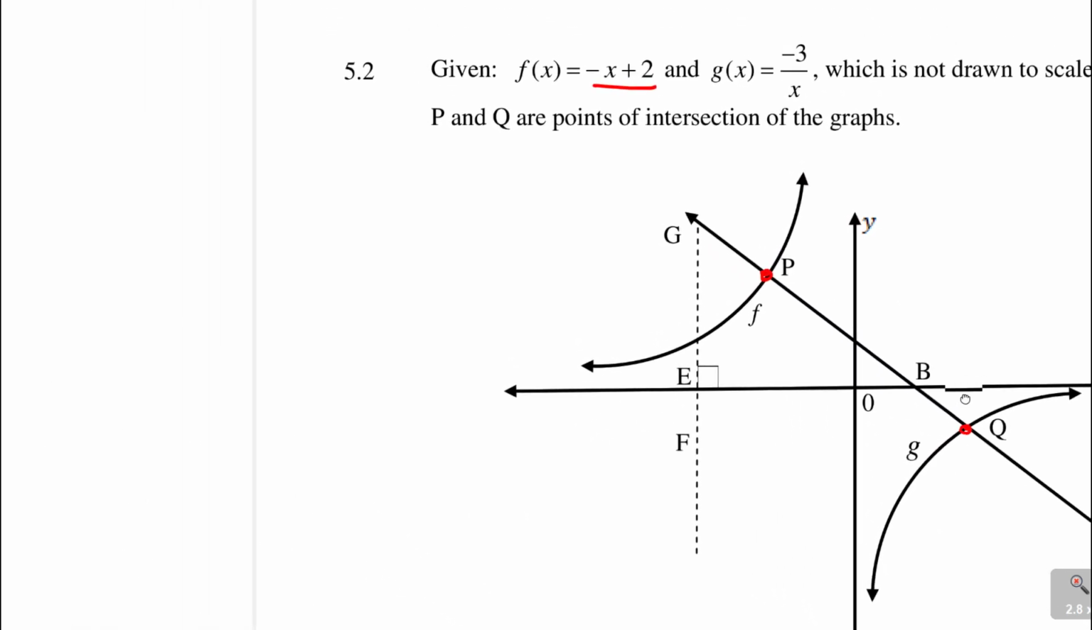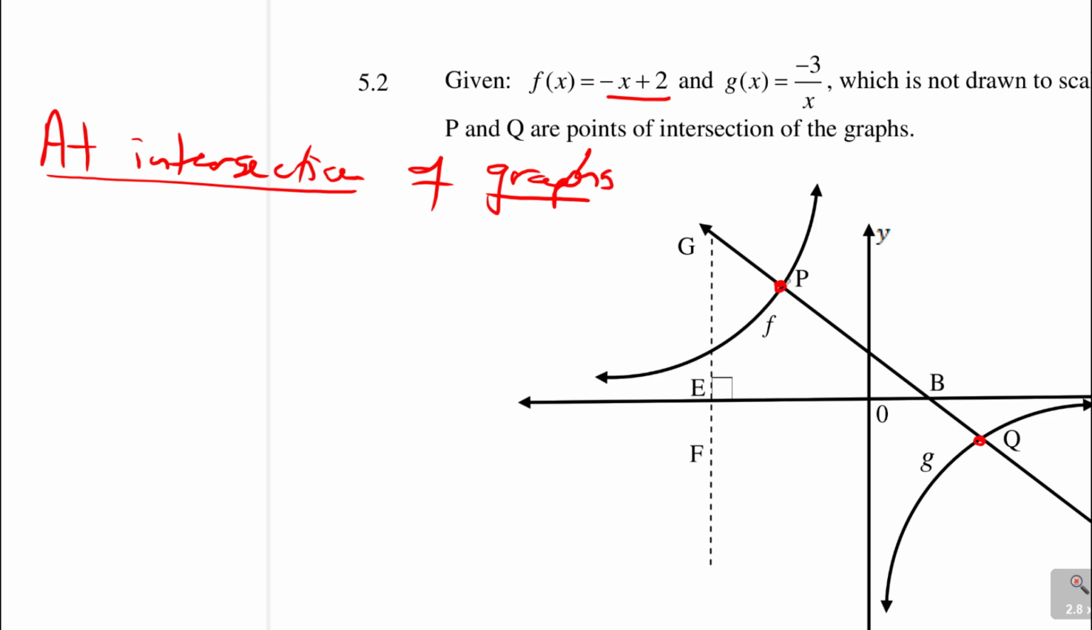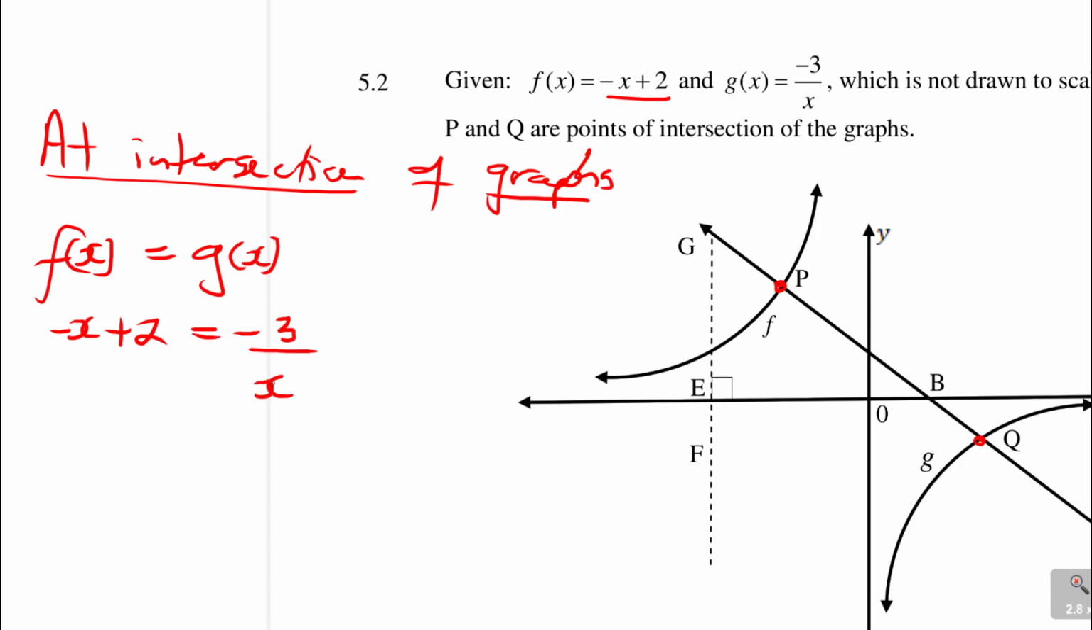Now anything about intersection, this is what you must understand. At intersection of graphs, the moment they mention intersection, or the moment you observe that the graphs are crossing each other, what you need to know is that at that point f of x is equal to the other graph, which is g of x. Always remember that. Now you take the graph of f of x, which is minus x plus 2, is equal to the graph of g of x, minus 3 over x. Always remember that. That's why it's 6 marks. They wanted you to solve for x here.